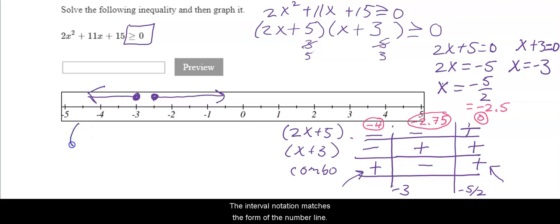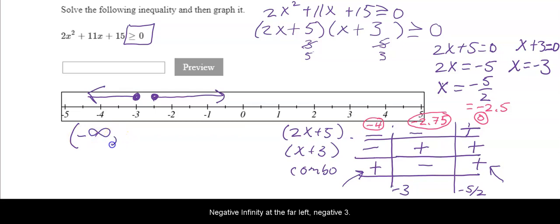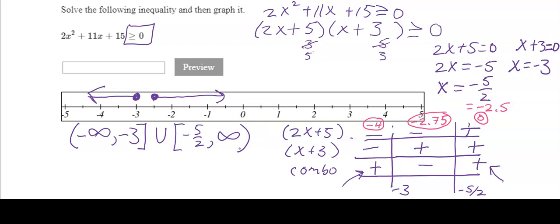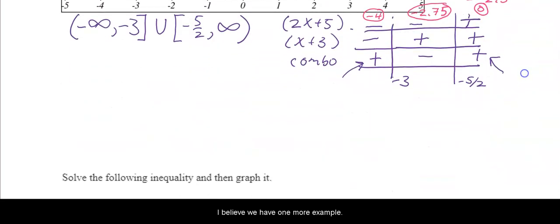The interval notation matches the form of the number line. Negative infinity at the far left, comma, negative 3, square bracket for solid circle, and or equal to on the inequality, and union, square bracket at negative 5 halves, comma, positive infinity, always round with infinity and negative infinity. I believe we have one more example.